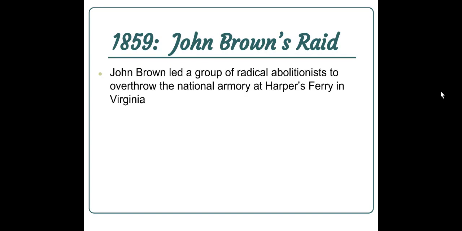Now, in 1859, we are going to have something called John Brown's Raid. John Brown's Raid is going to take place in Harper's Ferry. He's a very radical abolitionist. Basically, what he's trying to do is lead a group of abolitionists to overthrow the National Armory in Harper's Ferry, Virginia.